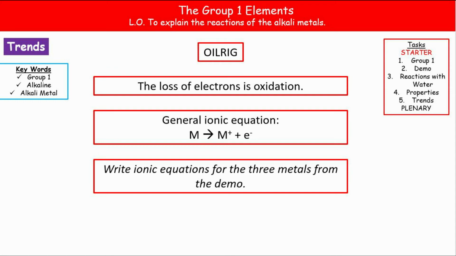Because if we think back to what we've said, the metal is going to lose one electron from its outer shell to form a positive metal ion. So it is being oxidized because it is losing electrons. We can write the ionic equation then, and again I've given you the general ionic equation in the middle. M standing for our metal, and e- is our symbol for the electron. So we start with our metal atom, and then we're going to form the metal ion, which is going to have a single positive charge, hence the little plus to the top right, and an electron, e-.